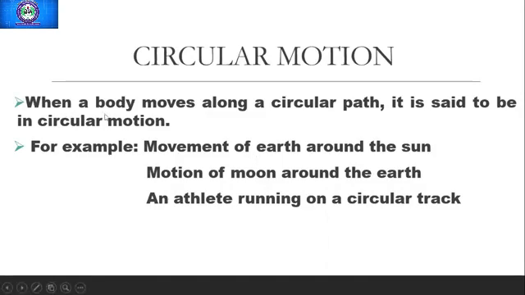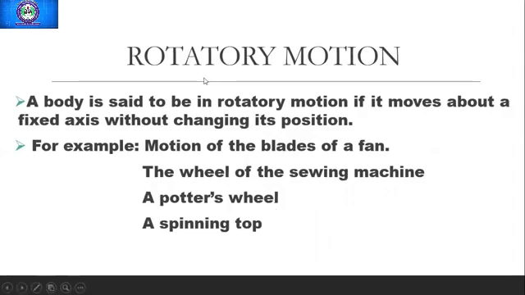Circular motion is basically when a body moves along a circular path, it is said to be in circular motion. We have seen the examples of the movement of the earth around the sun, the motion of the moon around the earth, and athletes running on a circular track. Now, we have studied rotatory motion, right? So what is rotatory motion? A body is said to be in rotatory motion if it moves about a fixed axis without changing its position. For example, the motion of the blades of a fan, the wheel of a swing, the wheel of a sewing machine, the potter's wheel, and a spinning top.